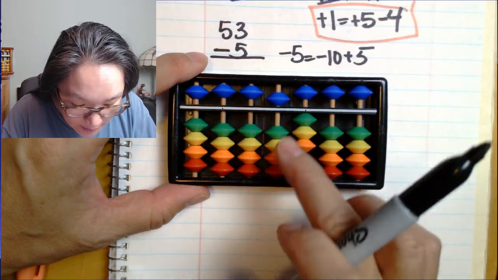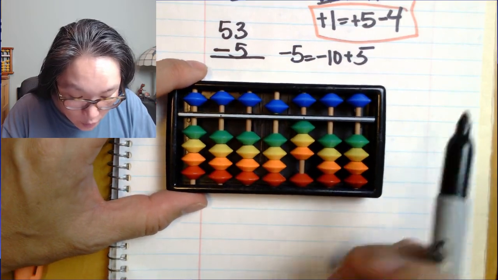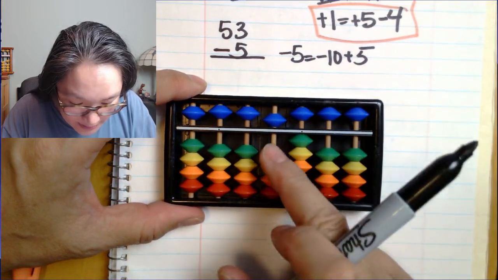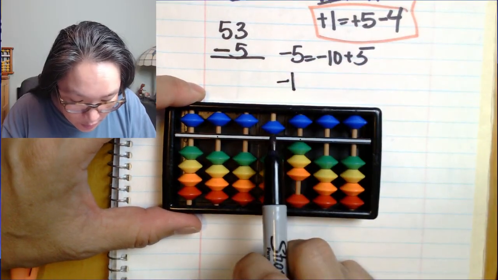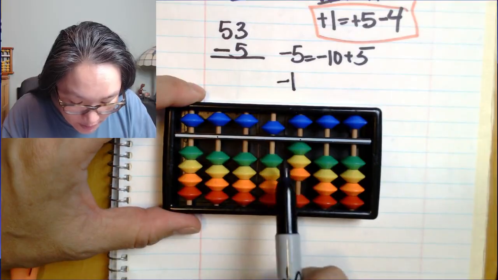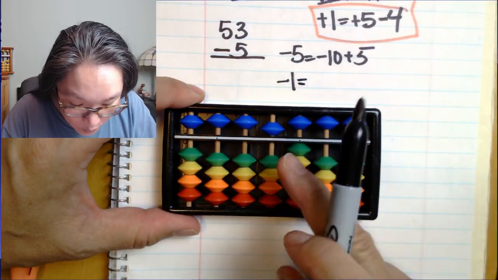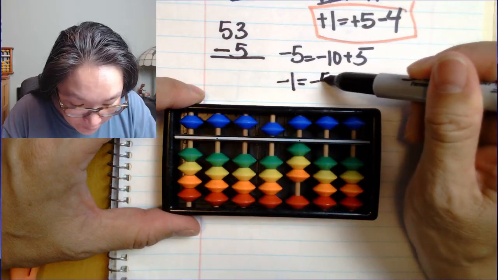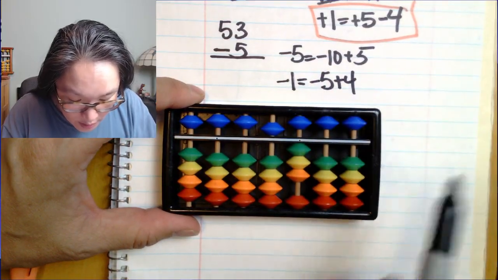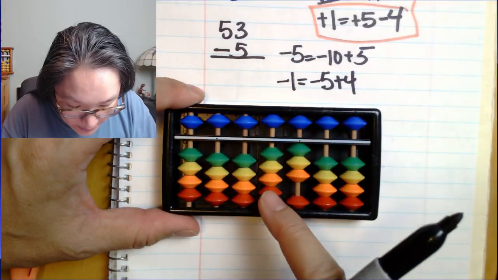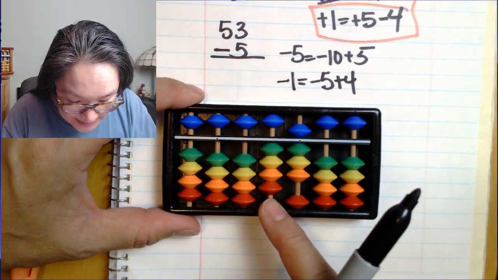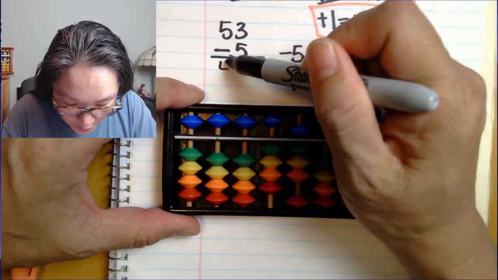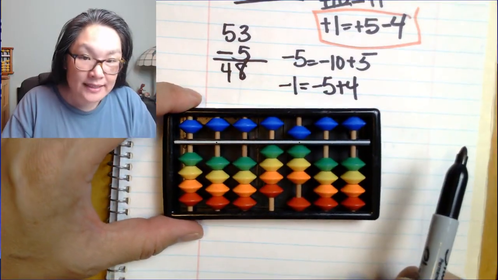We cannot minus the 10 here. Why? Because there's no more beads to take away the 10. Notice minus the 10 just means we're going to go one column over. So we're going to change this to be minus 1. Minus 1 is minus the 5 plus the 4. So we're going to minus the 5 plus the 4. And then plus the 5. So my answer is 48. And that's it.